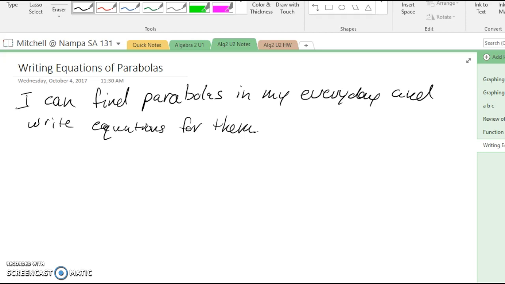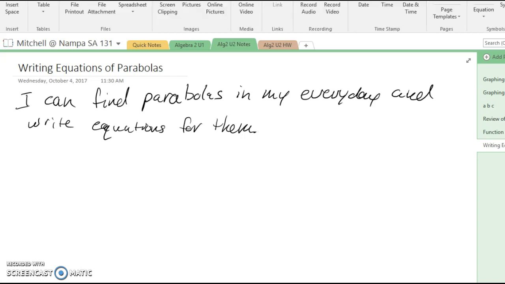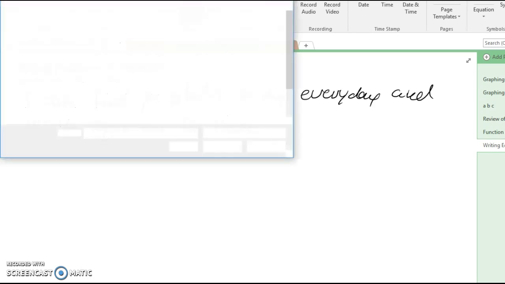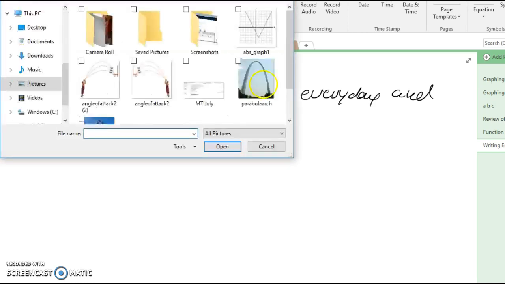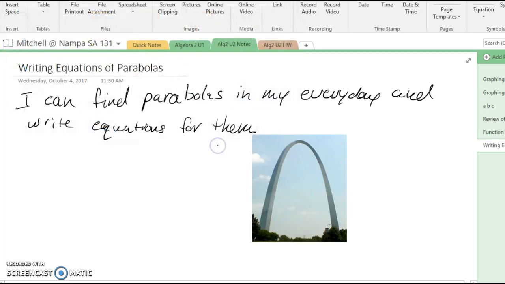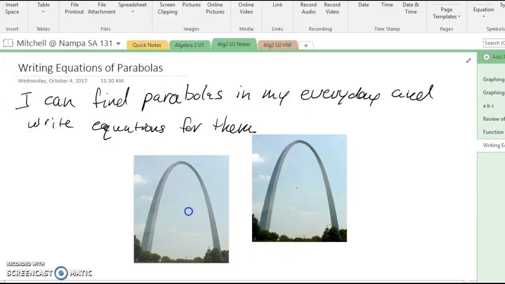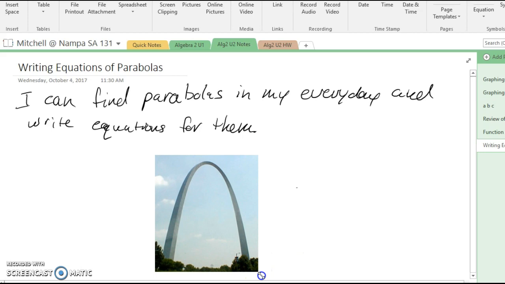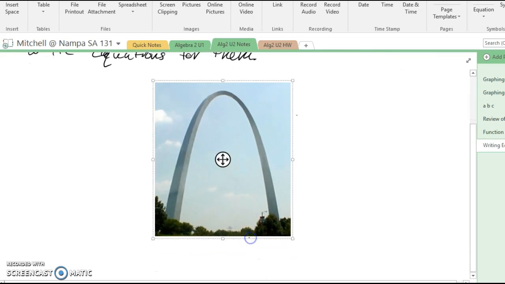So let's go ahead and go to insert, and let's insert a picture. And let's find a parabola. Hey, look, I have an arch right here. That's easy. Ta-da! We have a parabola right here. So I can move this around. So let's go ahead and just center this, and I'm making it a little bigger here.